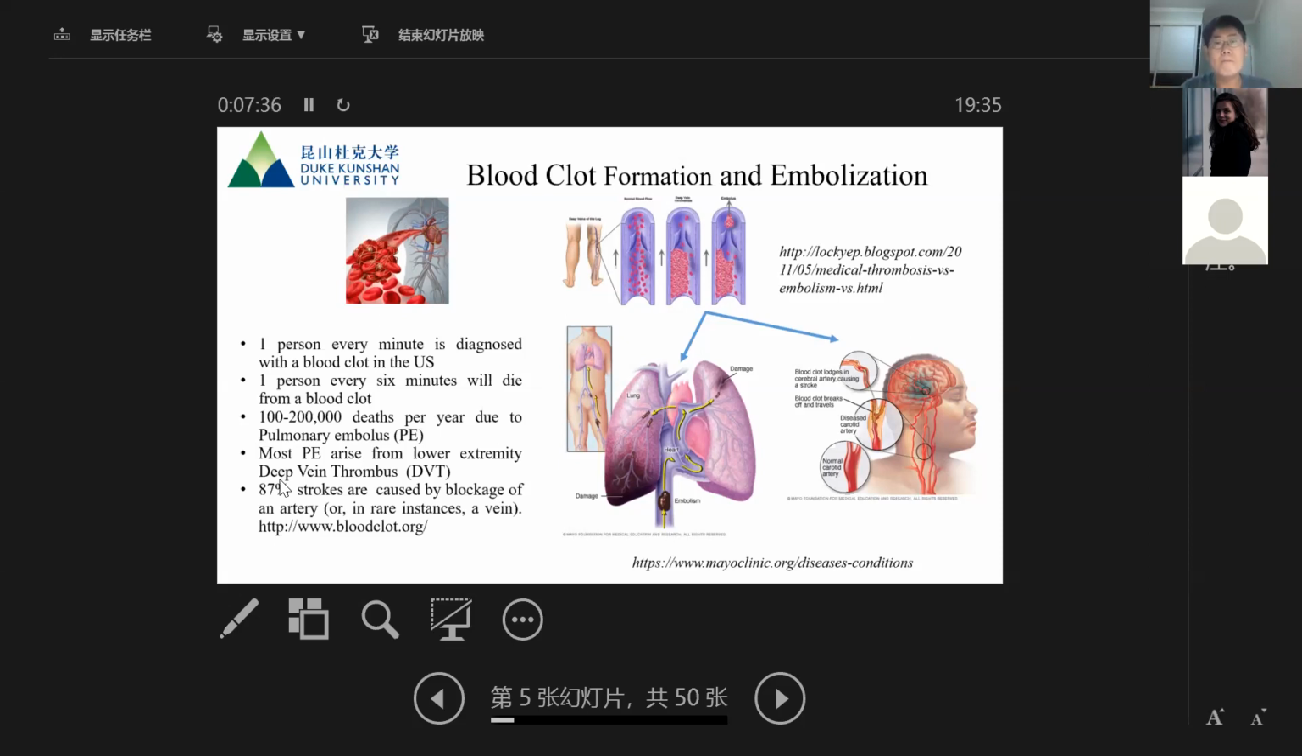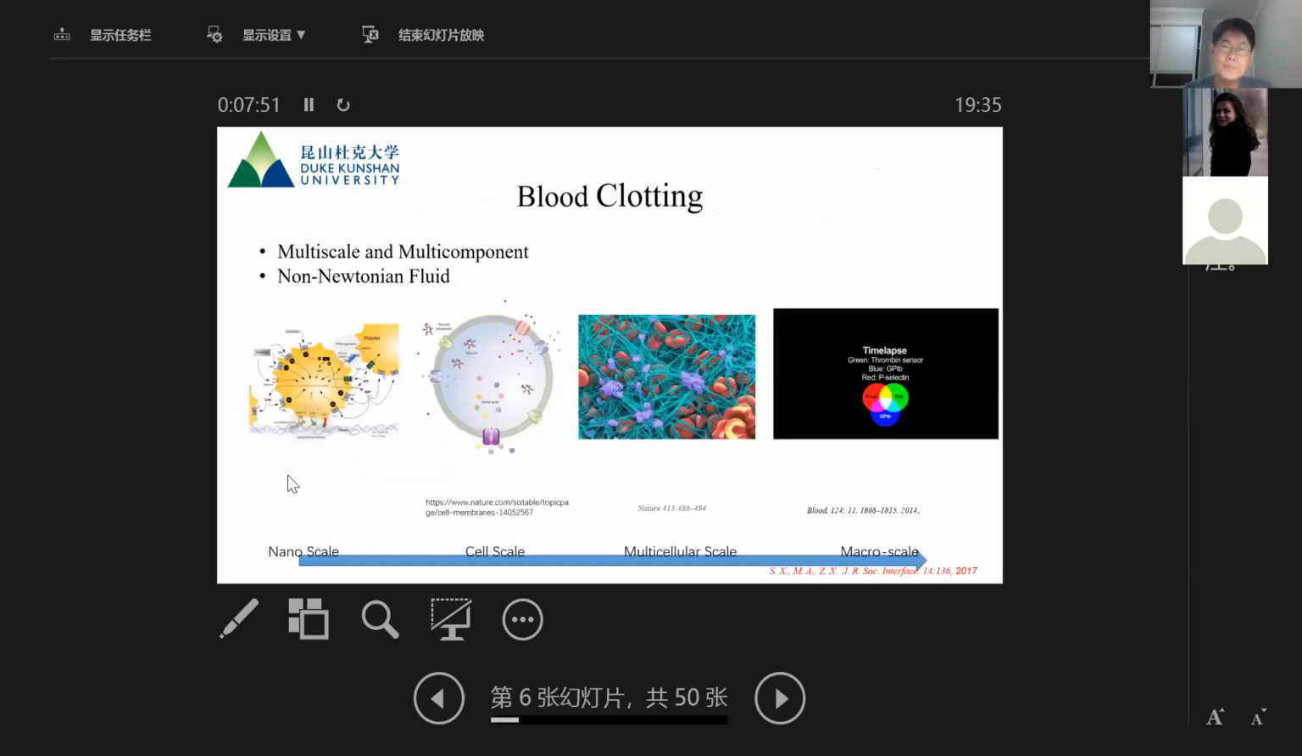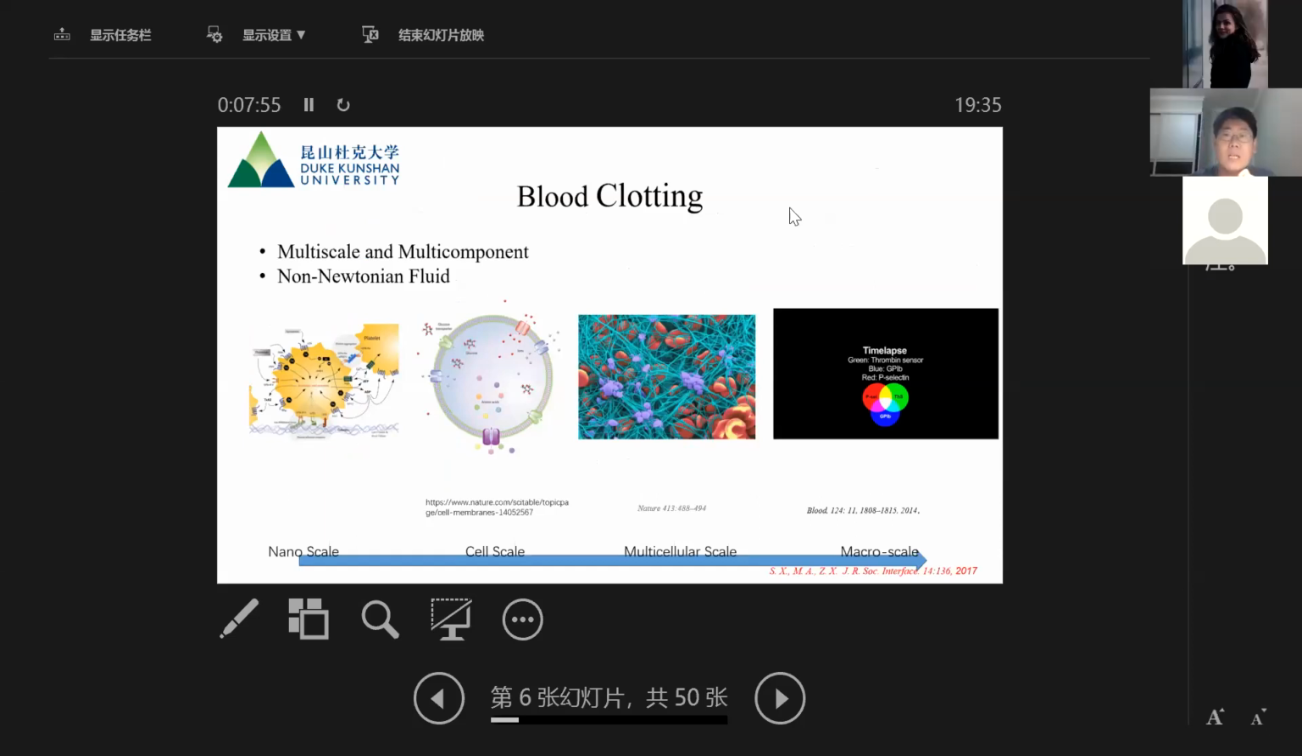Okay, so a lot of mathematical models have been proposed to quantitatively analyze the formation and deformation of blood clotting. The key challenge here for mathematical modeling of blood clotting is that the formation and deformation of the blood clot is a multiscale and multi-component problem.